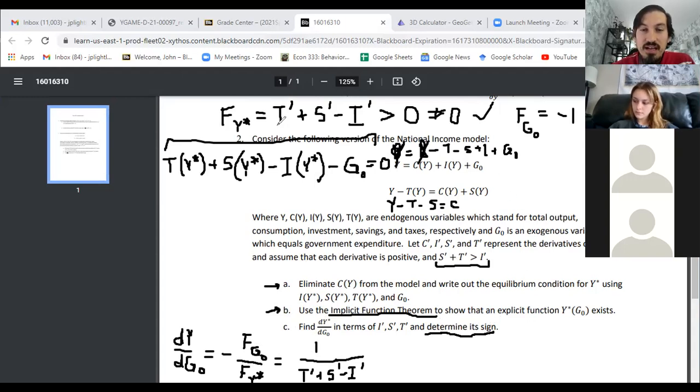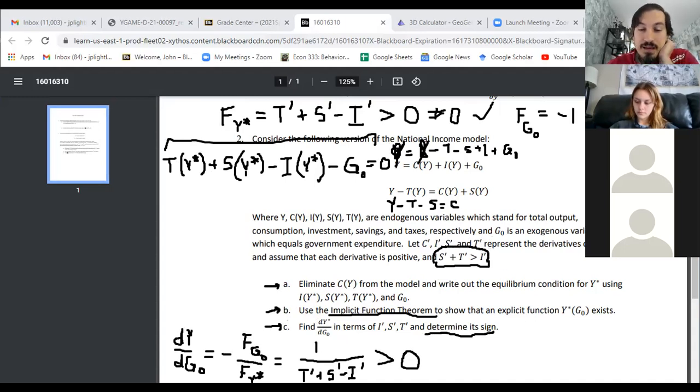Well, luckily, we just figured out that t prime plus s prime minus i prime is positive. So that means the denominator is positive. You have a positive number over a positive number. The answer is that's positive. That's it. That's the answer. You guys see how we got that? How we got part C? We got part C by saying, okay, we got this F. We need to do this kind of flipping of the partial derivatives with the negative sign. Once you plug in what you find, you get this, and you can tell that it's positive because of this condition right here.